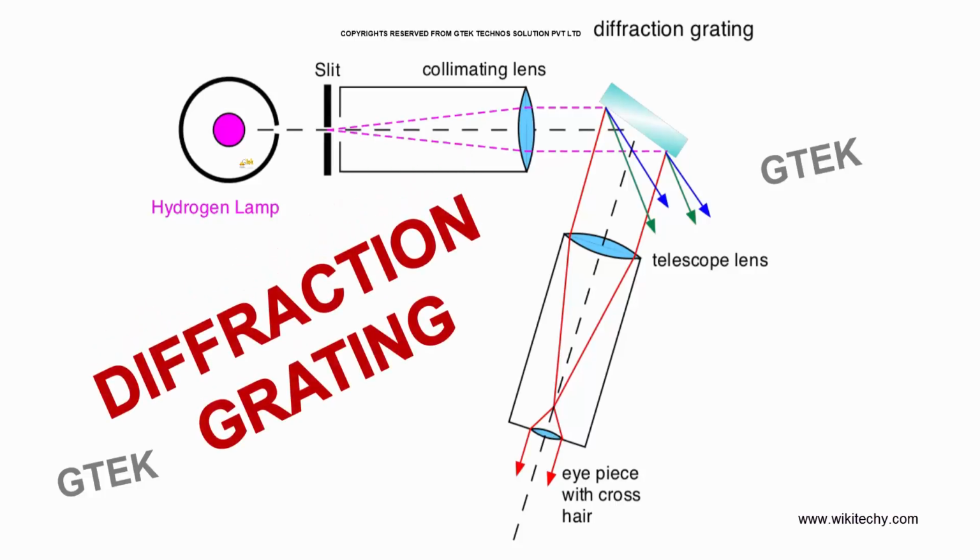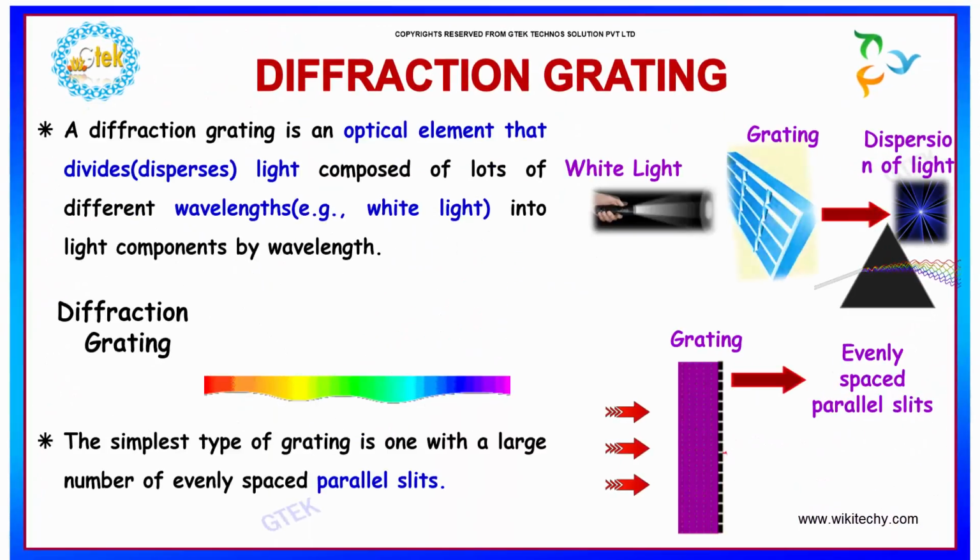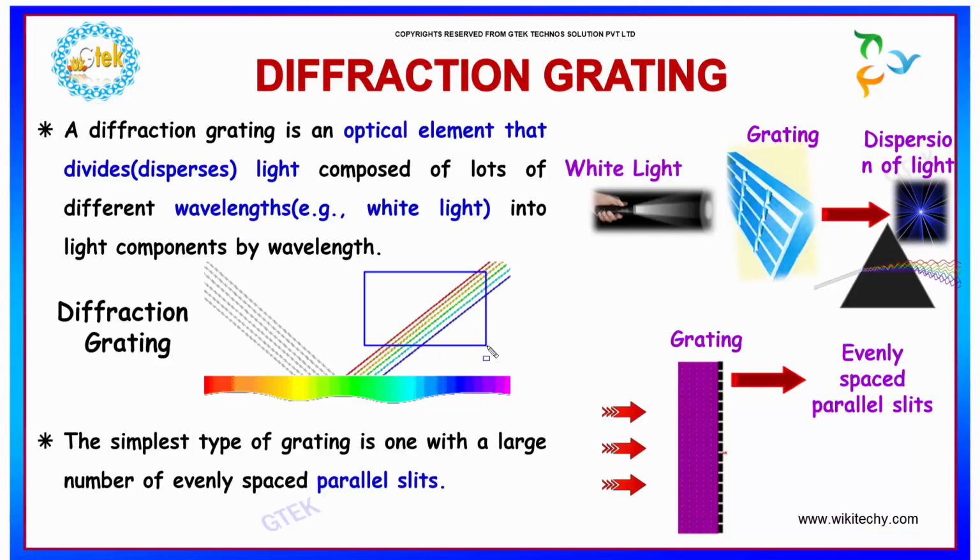Now let's see about the diffraction grating. What is meant by diffraction grating? The diffraction grating is an optical element that divides light composed of lots of different wavelengths, for example white light, into light components by wavelengths. This is referred to as diffraction grating.